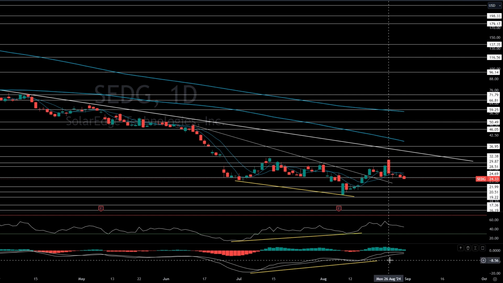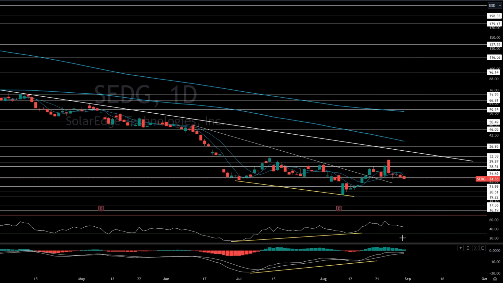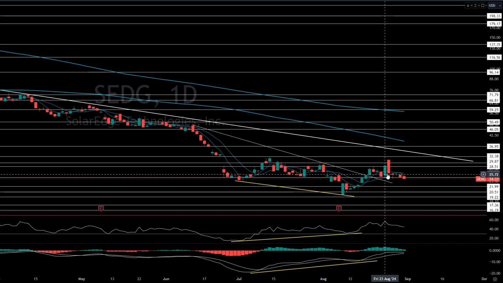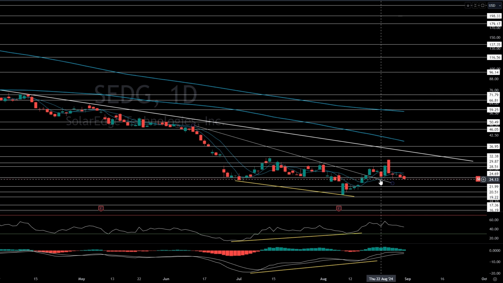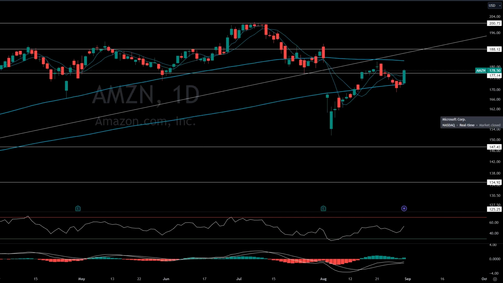SEDG isn't looking great. We could get a bearish PPO crossover. We're under the small moving averages with a bearish crossover, so not looking great on SEDG. I think this might be one that you want to close for a small loss depending on how Monday and Tuesday's price action looks. Okay, so the longer term trades are all looking good.